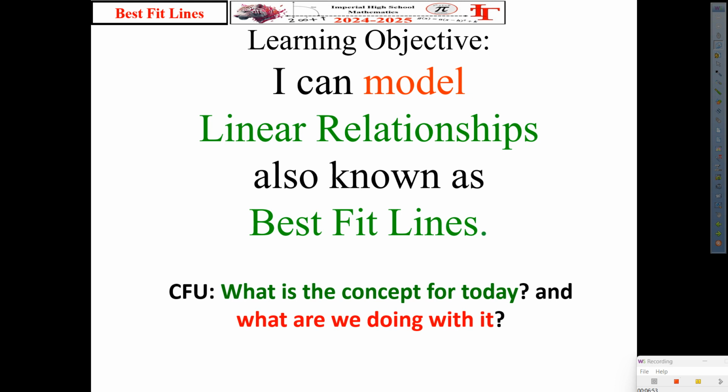All right. So, at the bottom left of your notes, write it down. I can model linear relationships, also known as best fit lines. And as you're writing that down, I would ask the question, what is the concept or the main idea for today? Look up, look at it. What would be the main idea? Tell your neighbor, main idea for today. Yeah, linear relationships are best fit lines, yes.